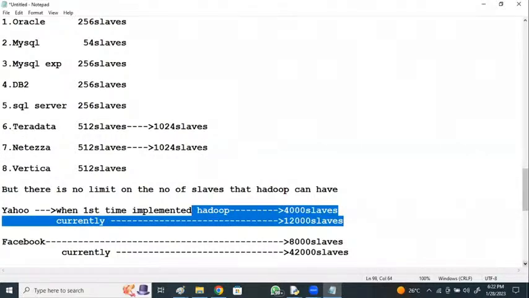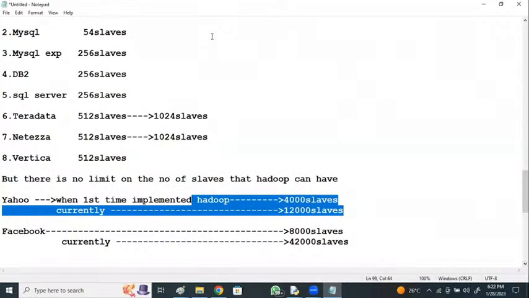Vijay, sorry to interrupt. Can you please repeat what slaves and nodes are? Yes, that I'll be discussing.